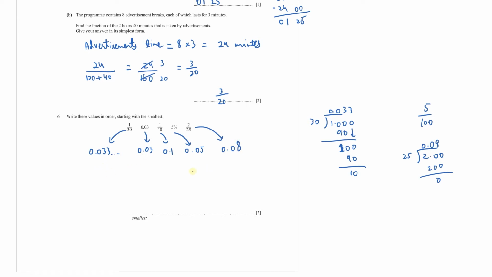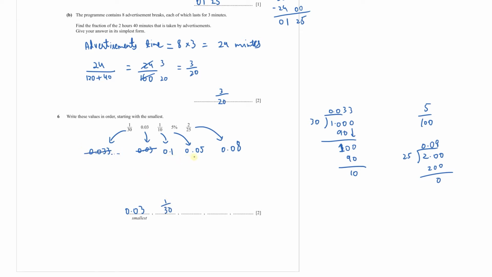Now I have all of these in decimals, so I can make the comparison straight away. The smallest value here is 0.0333, which is smaller than the others. So you have to write the ones that are given in the question. The smallest is 1 over 30, which is 0.0333.